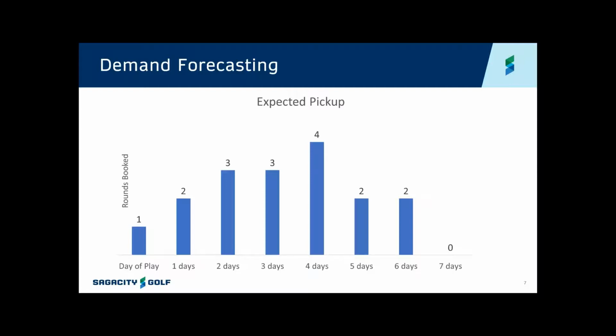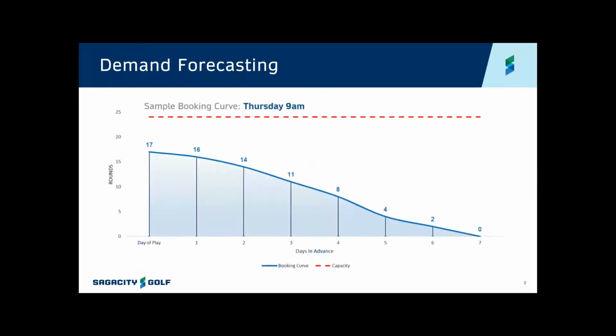So 0 days in advance, this hour doesn't book any rounds of golf. 6 days in advance, this hour books 2 rounds. 5 days in advance, they get another 2 rounds. 4 days in advance, they get 4 rounds. You can see it all the way up to the day of play, where it typically fills in with the single, right? The different way to look at it is with this sample booking curve for this particular hour that we're looking at, right? This is what it looks like when you stack up all those bookings on top of each other. By the time that day of play comes and goes, you've played 17 rounds. My capacity, indicated by the dotted red line, is 24 players, right?